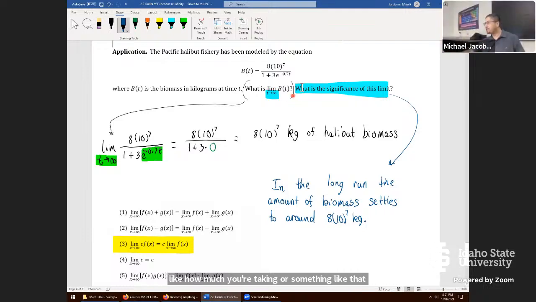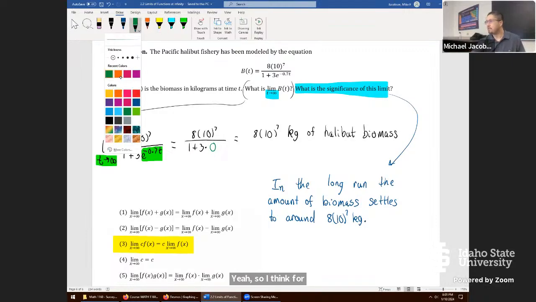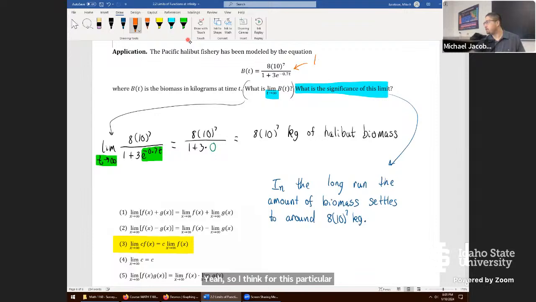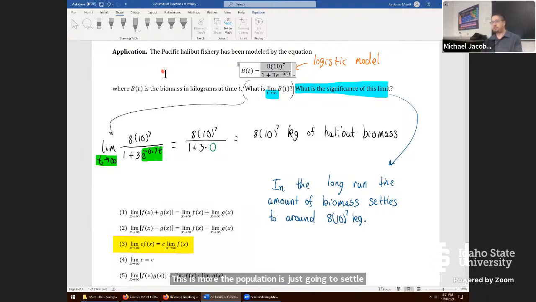Yeah, so I think for this particular model, I think this one is called the logistic model. So I feel like I might have misspoke when I thought they're taking biomass out at the same time. This is more the population is just going to settle without any changes. So we're not going to try to cull the herd. There's no predators, which would really be us. This is just the population of the halibut itself reproducing and dying off in the long run. So the logistic model isn't adding those extra effects of culling the herd, things like that, selling off the product. Does that make sense with that question there?